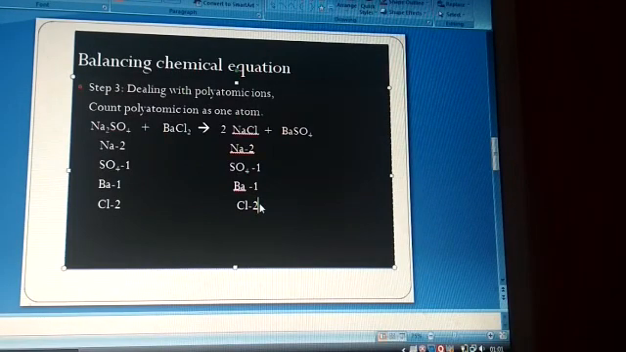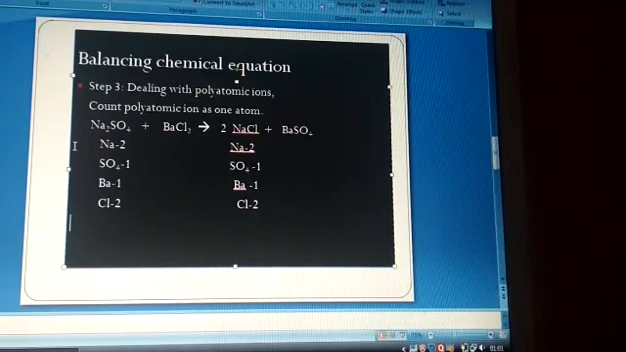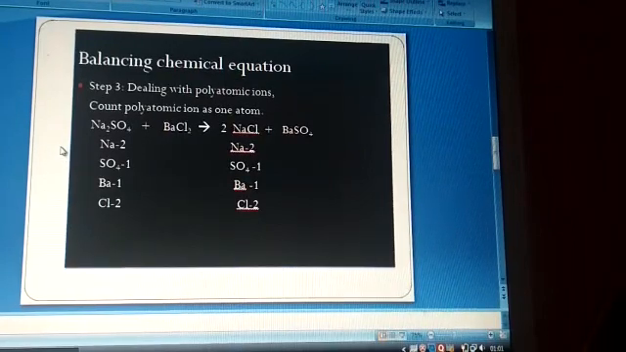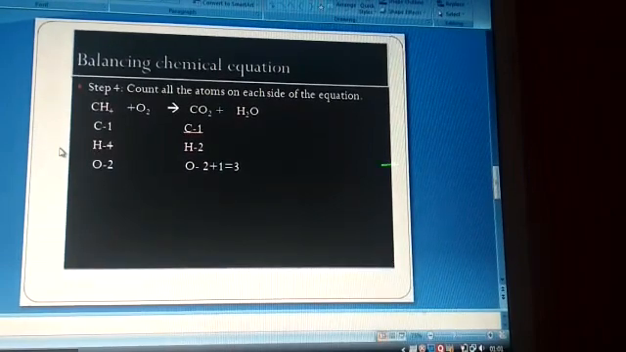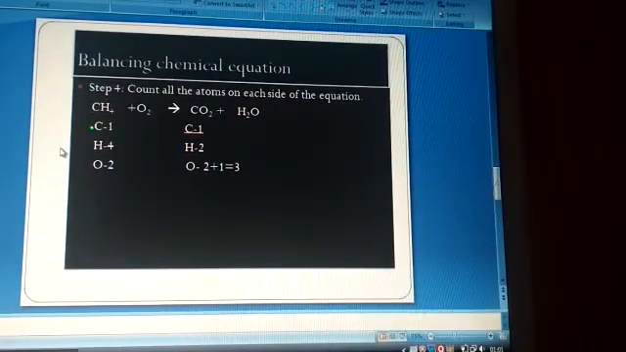Once again, after balancing any equation, you check all the atoms again to see whether they are balanced or not. Okay. Now next is the fourth step, that is, different types of equations are present. I have taken another example, that is, count all the atoms on each side of the equation. Like here, now some splitting of atoms is there.